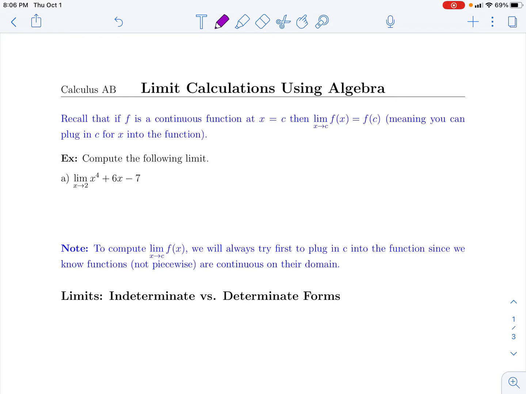Hello everyone. So today we're going to talk about solving limits using algebra, or in other words, determining limits algebraically. Okay, so this is the real importance as far as limits are concerned. This is the true power in finding a limit.